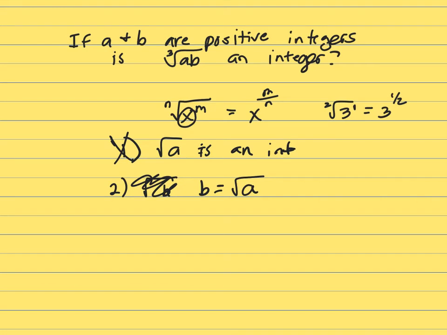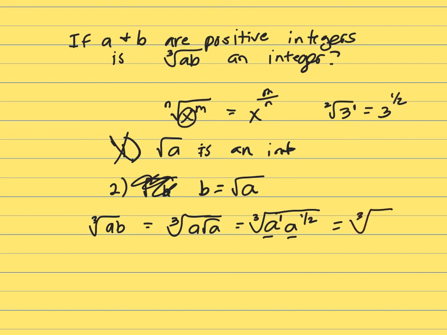So take the cube root of ab, and let's substitute in the cube root of a. Another name for b is the square root of a. And that's the cube root of a times a to the 1/2. And there's a 1 understood there. And when you multiply like bases, you add your exponents. So that would be a to the 3/2. And you can't take the cube root of that. So that doesn't work. So the answer should be E.